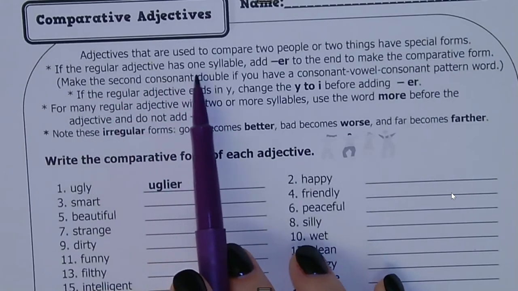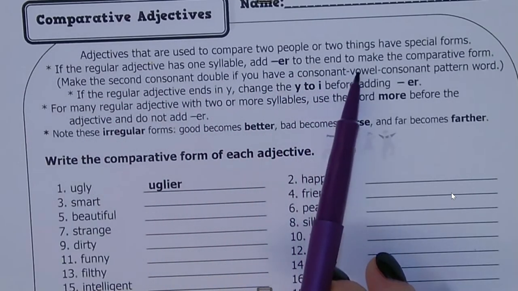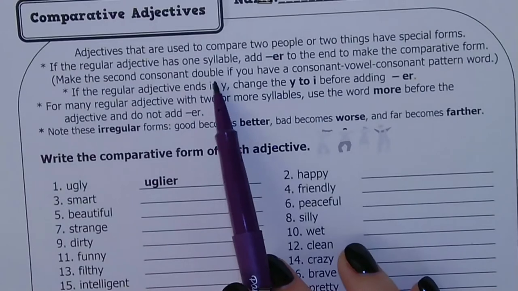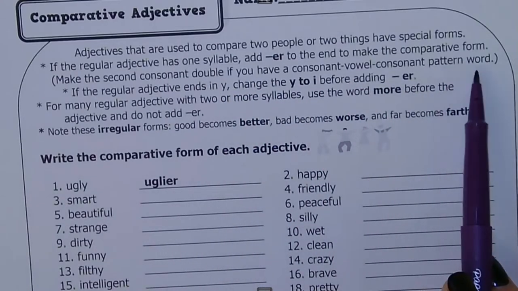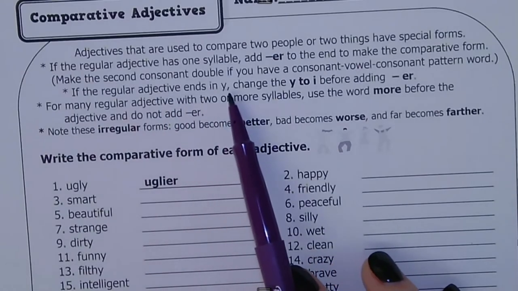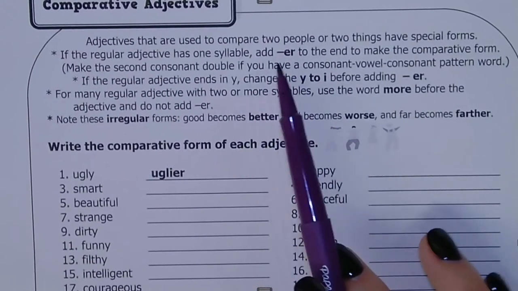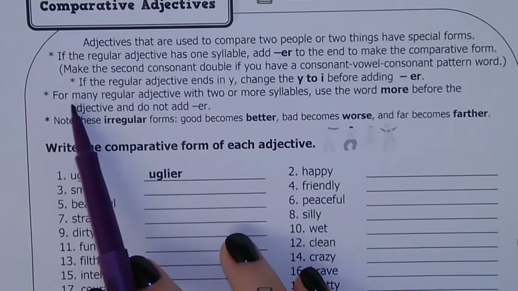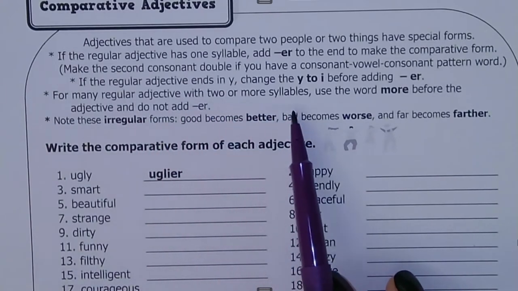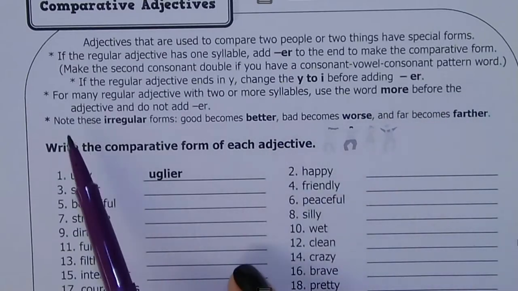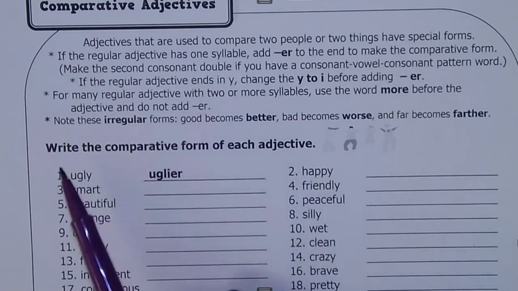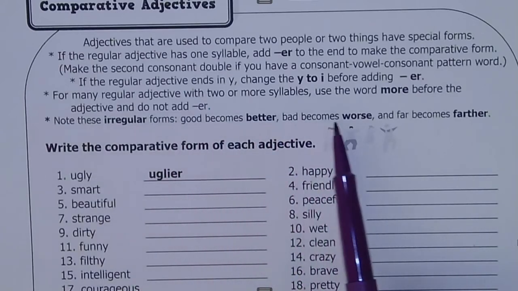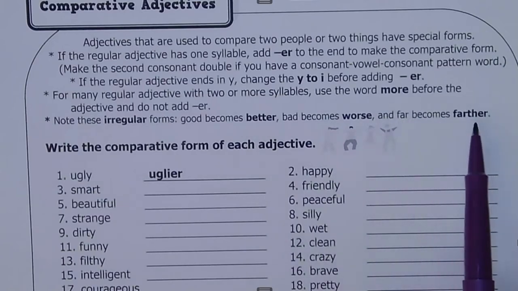If the regular adjective has one syllable, you add ER to the end to make the comparative form. Make the second consonant double if you have a consonant vowel consonant pattern word. If the regular adjective ends in Y, just like we do with plurals and ED, change the Y to I before adding ER. For many regular adjectives with two or more syllables, use the word more before the adjective and do not add ER. Note these irregular forms: good becomes better, bad becomes worse, and far becomes farther.